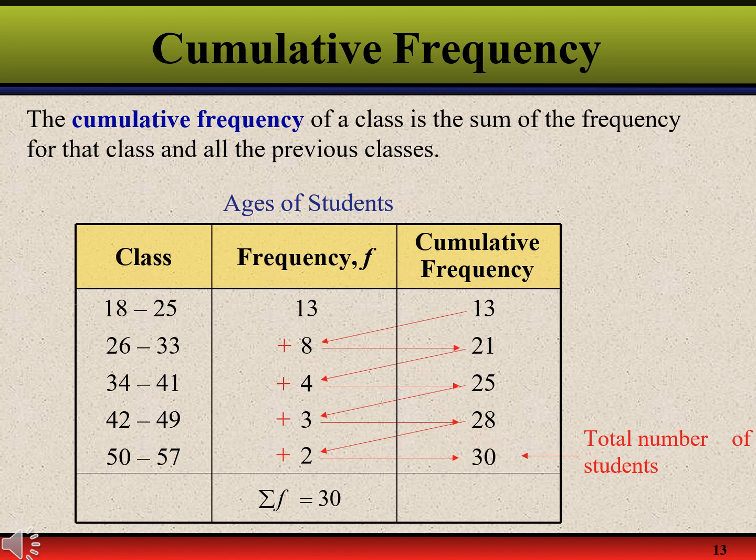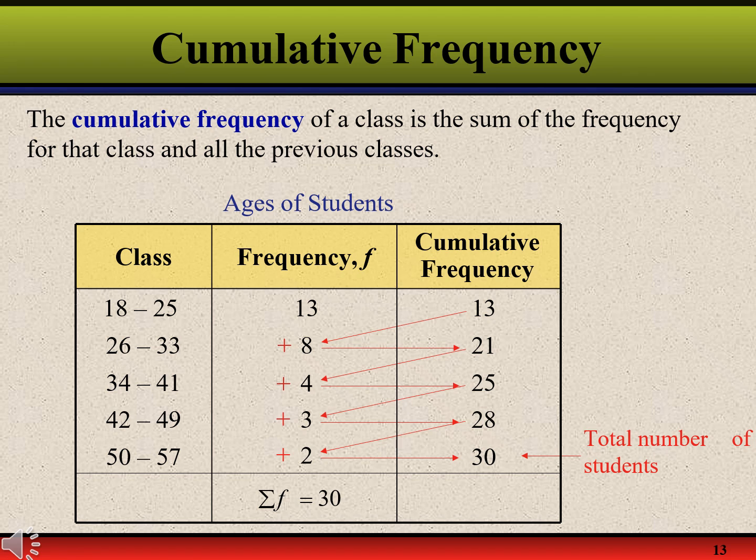Next, let me discuss cumulative frequency. The cumulative frequency of a class is the sum of the frequency for that class and all the previous classes. For example, in our ages of students, we have 5 classes. In the first class, we have 13. In the second class, we have 8 frequency. In the third class, we have 4 frequency.